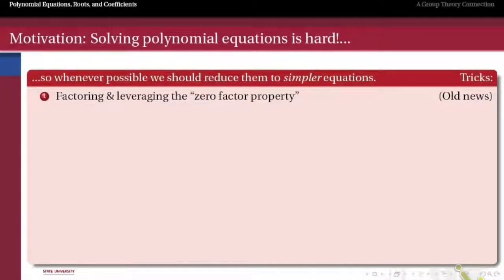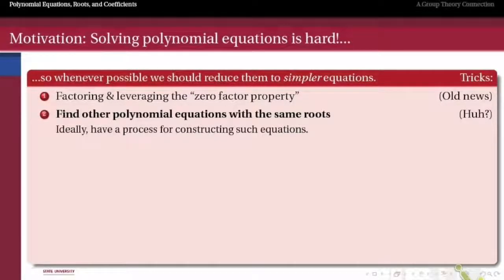So if we factor and leverage the zero factor property, we can generally solve a polynomial equation. But here's a different tack that we want to take on how to reduce a difficult polynomial equation to some set of simpler polynomial equations. And the idea is this. Instead of solving the original polynomial, let's try to find other polynomials that have the same solutions. And ideally, what we'd like is to have some deterministic process that will allow us to construct those other, simpler polynomial equations with only some knowledge of what the coefficients of our original polynomial are. What in the world am I talking about?